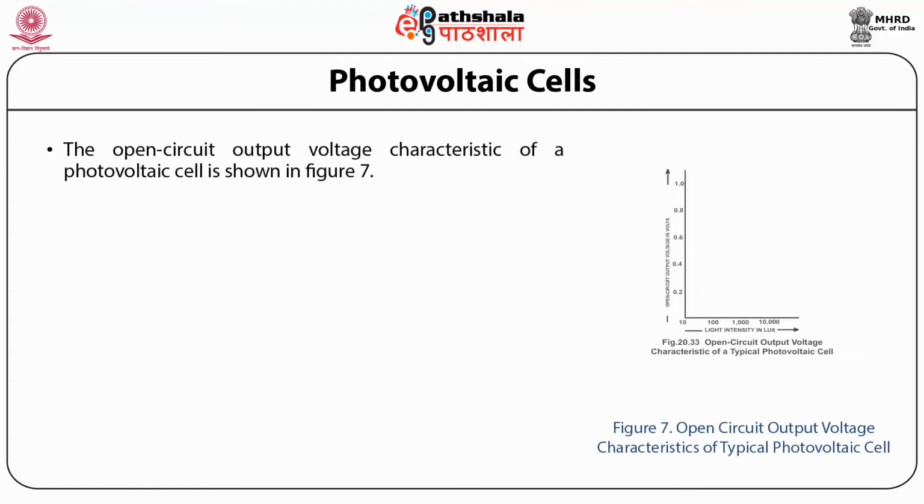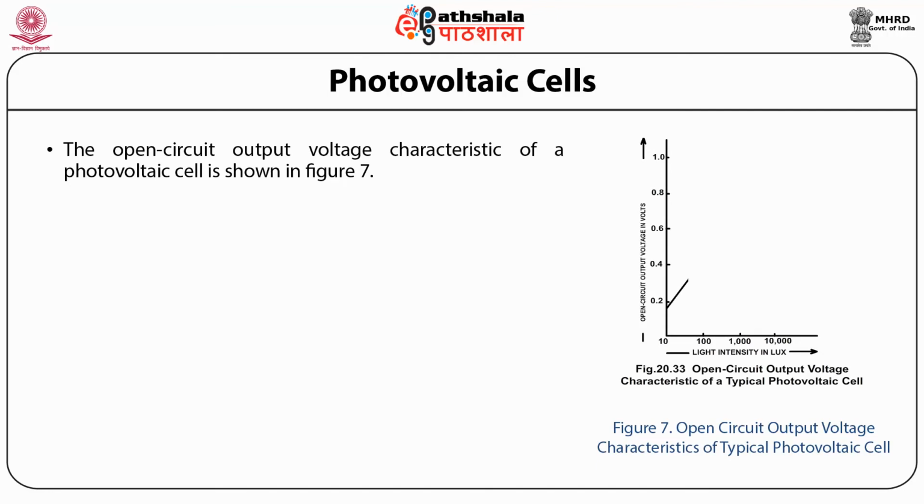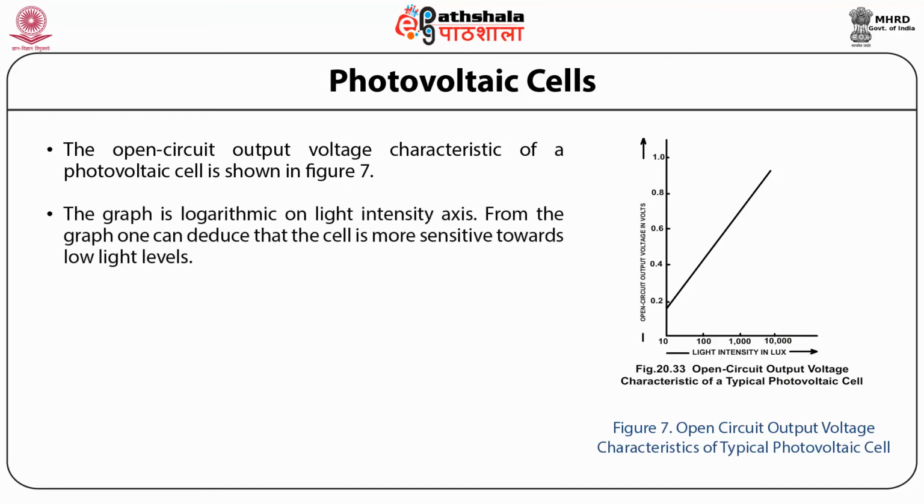The open circuit output voltage characteristic of a photovoltaic cell is shown in figure 7. The graph is logarithmic on the light intensity axis. From the graph, one can deduce that the cell is more sensitive towards low light levels.